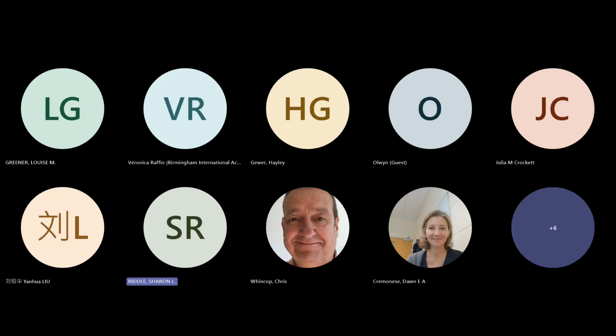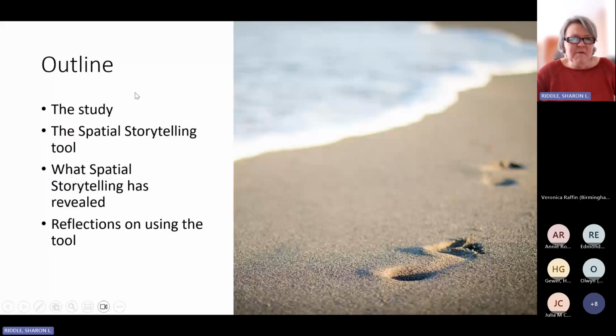Having me. What I'm hoping to do in this session is tell you about the study I'm doing, which is a multimodal study, and also tell you about the tool, what's revealed, and some reflections on using the tool.